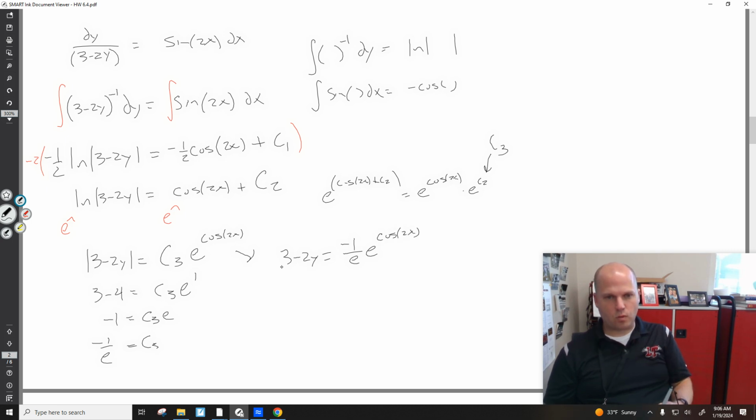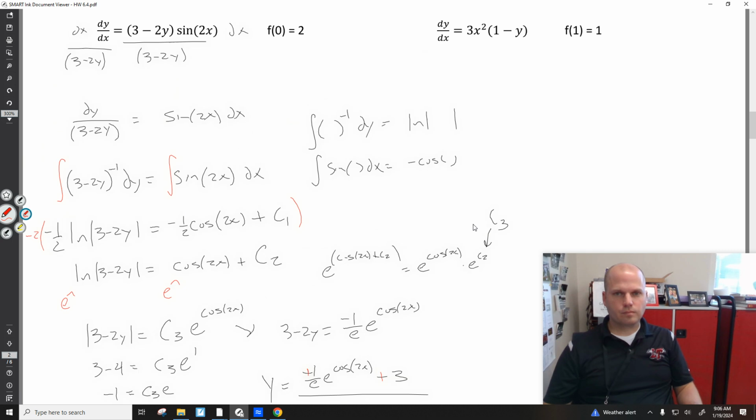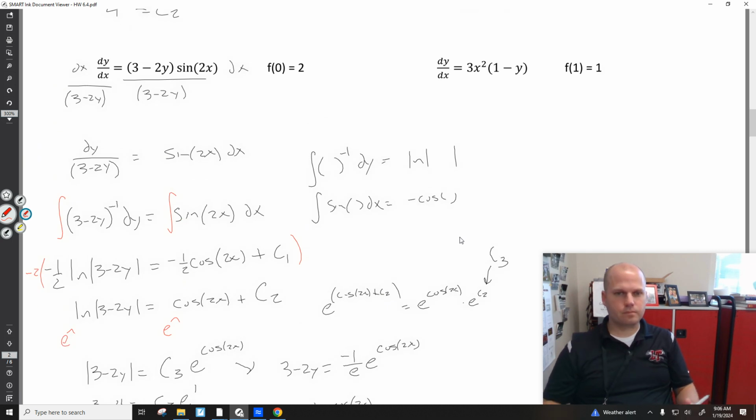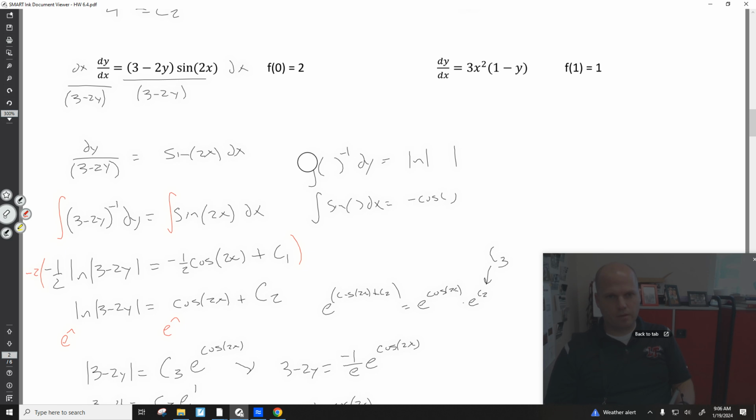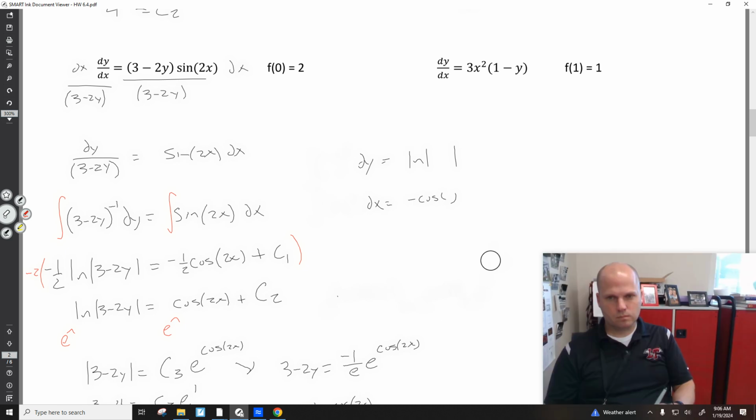But you still have to solve for y. Subtract 3, divide by negative 2. Might not look great, but it's correct. And maybe multiply the top and the bottom by negative 1 to make everything a positive if you wanted to. Okay. Same thing here. Don't distribute, just divide.